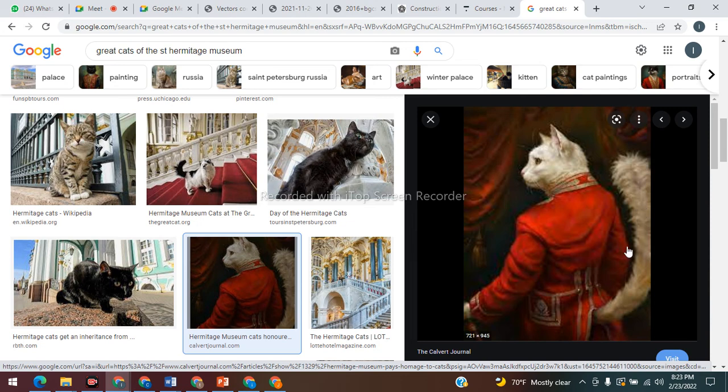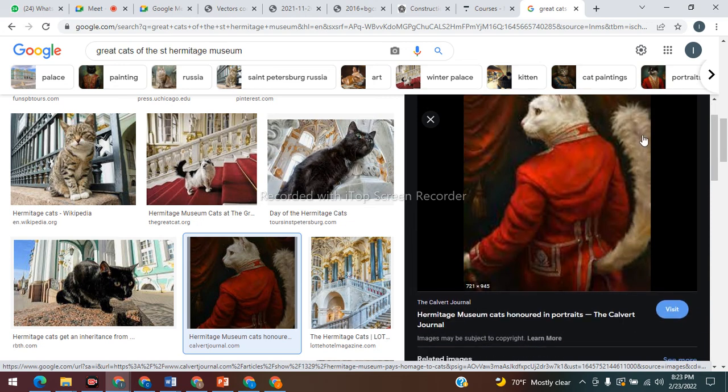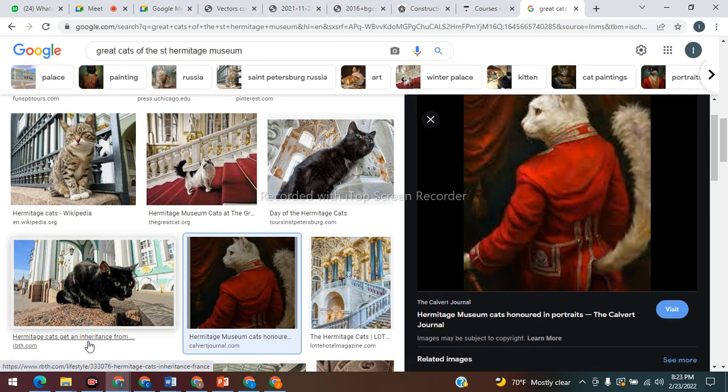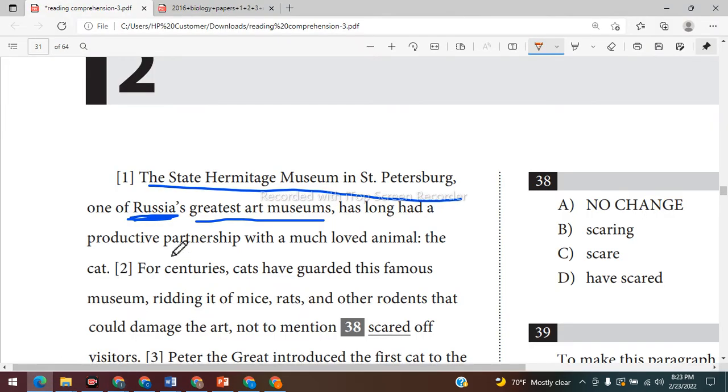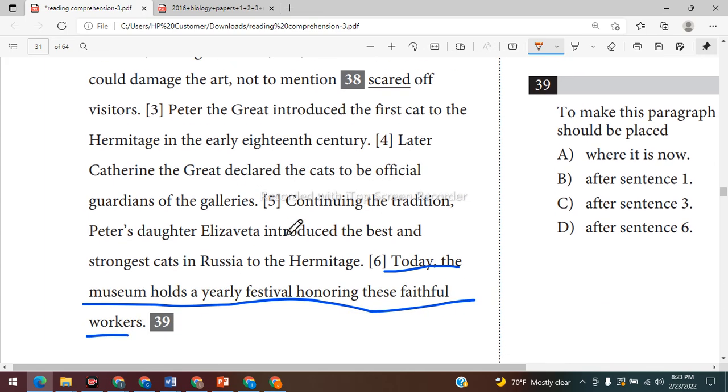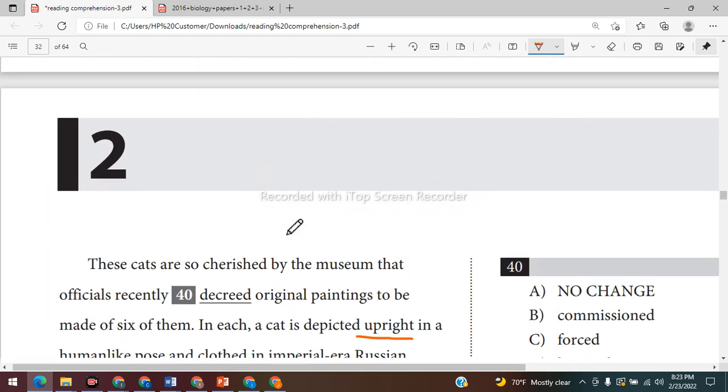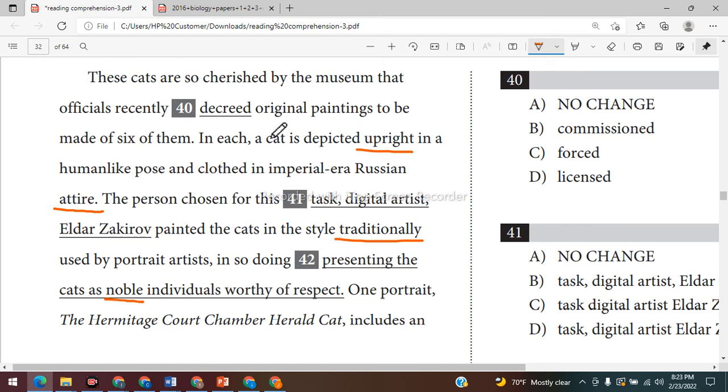Please. This is the picture, because didn't they say something about the tail coming out? That's what they say, right? If we look at the article, they said that in each, a cat is depicted upright in a human-like pose, clothed in Imperial era Russian attire.